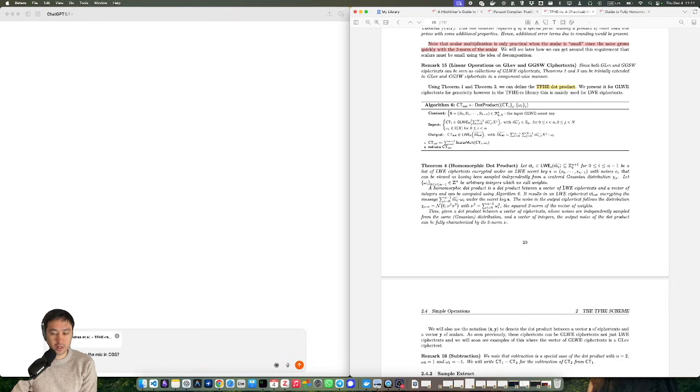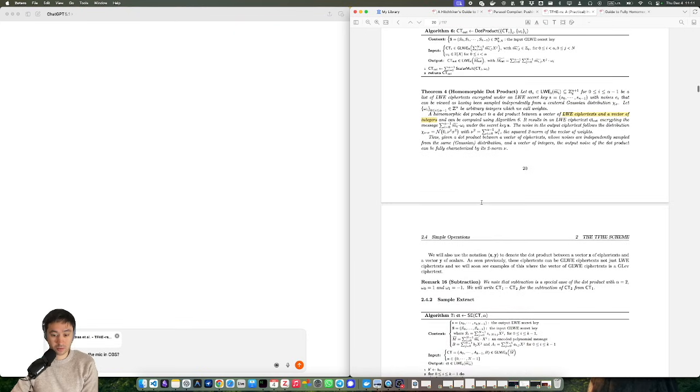A vector of LWE ciphertext and a vector of integers. So we're still not at the multiplication. All of that is supposedly easy because it's all linear, and we still haven't looked at the multiplication or the bootstrap. All right, so let's go through that fast.